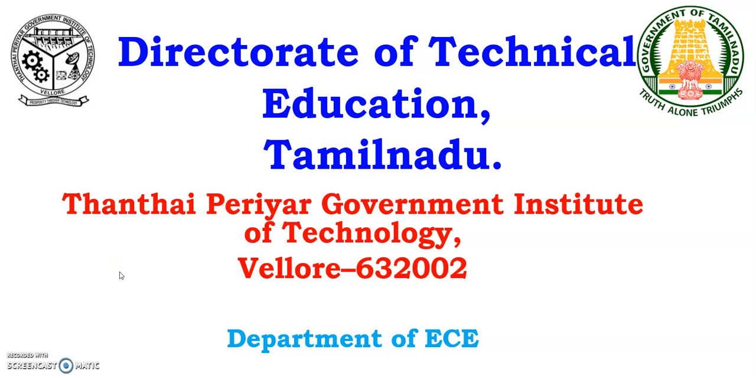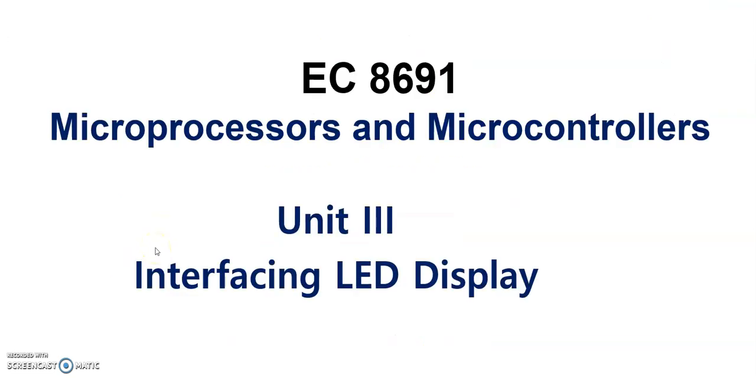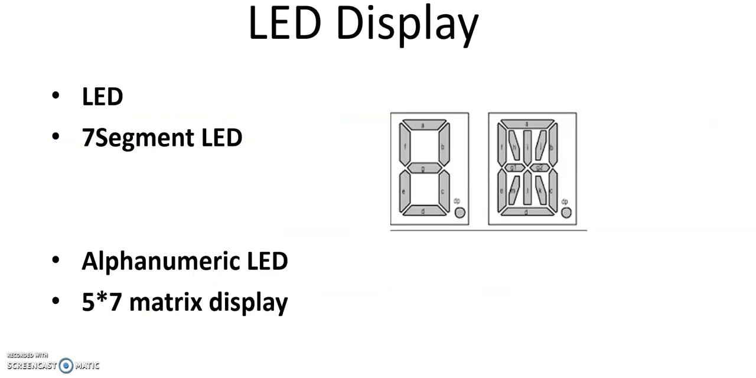Hello everyone. In this video lecture, let us discuss interfacing LED displays. The commonly used output peripherals are LEDs, 7-segment displays and LCDs. The 7-segment display interface is used to display BCD digits 0 to 9. LED displays are classified into LED and 7-segment LED, alphanumeric LED, and 5x7 matrix display.